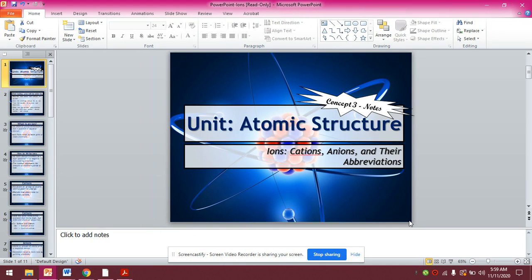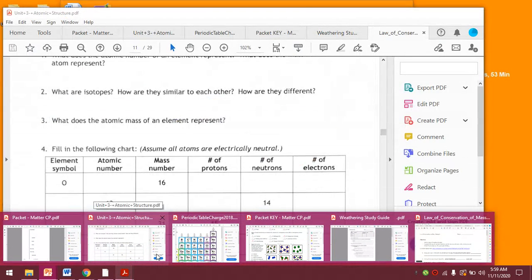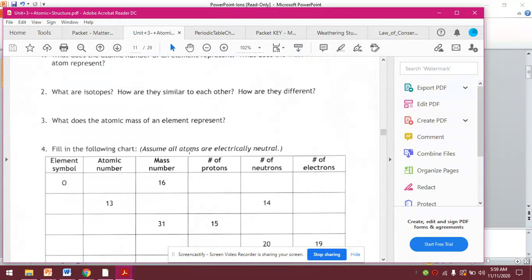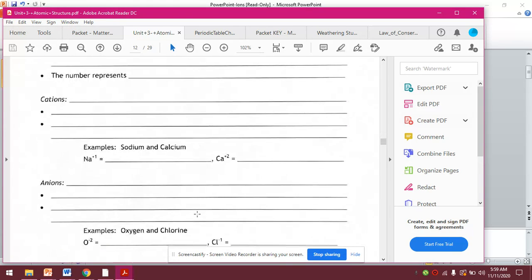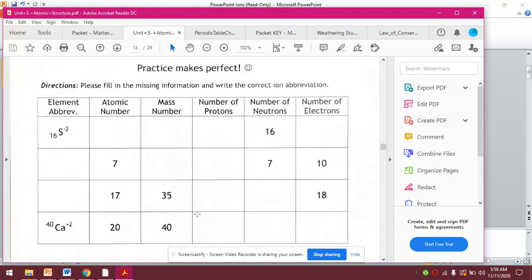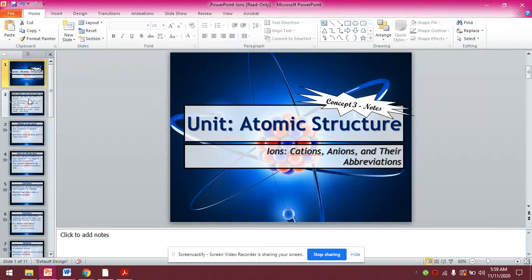All right. So today we are going to be taking notes on the atomic structure. Or sorry, on the ions page. I believe it's page 12 in your notes here. Concept 3 is about the formation of ions, what an ion is, and the different types of ions that we have. So we'll talk about those.